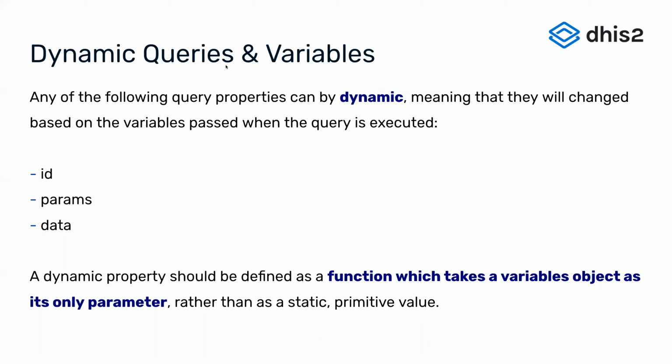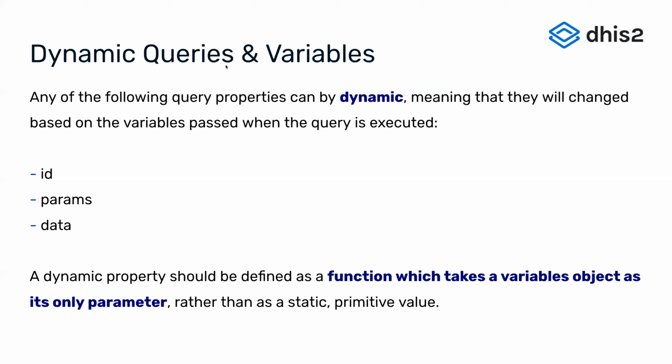Or sometimes you don't know when you're writing your code what ID of indicator you want to fetch. Usually you won't. And so you need to pass a variable or make that query dynamic so that it can be updated after the fact. There are three properties of the query that can be made dynamic. Those are ID, params, and data. Resource is not one of those, so you can't have a query that is fully dynamic. It will always be pointing at a specific resource for the moment.